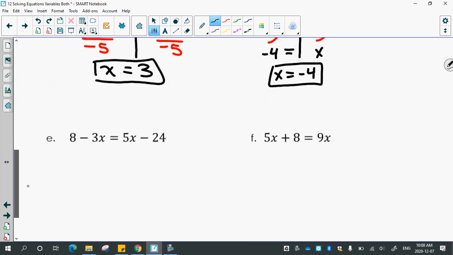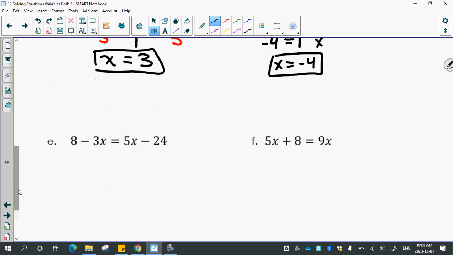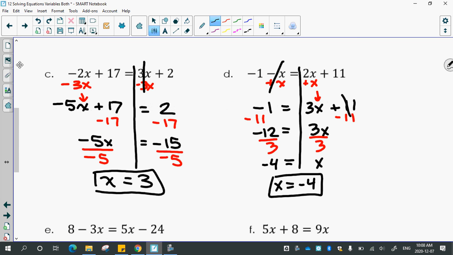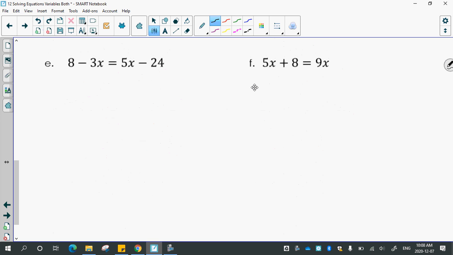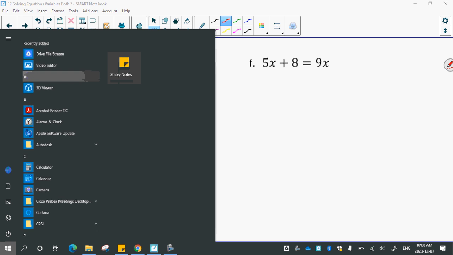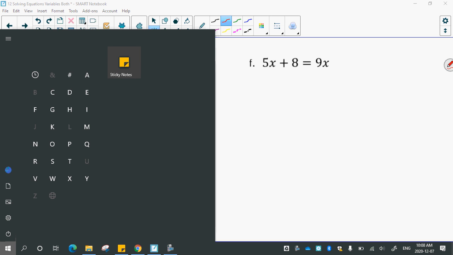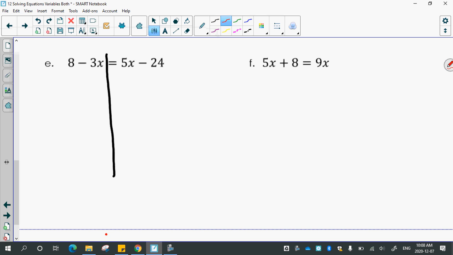So if we look at E here, I've got a negative number of x's on this side and a positive number on that side. So if I want to keep my positive, I would add 3x. So negative 3x plus 3x is a zero pair. And you can test that out by doing negative 3 plus 3 on your calculator. But then I have a positive 8x minus 24 and 8 left on the left side.